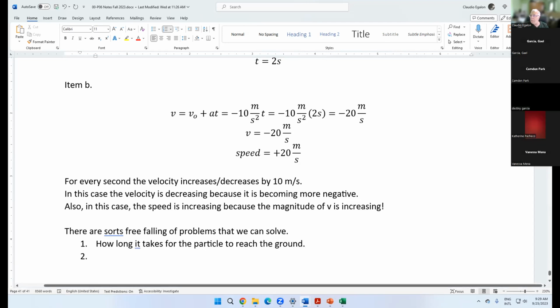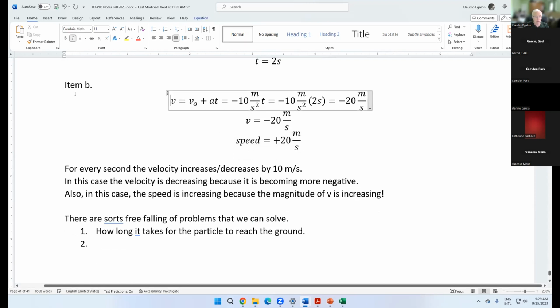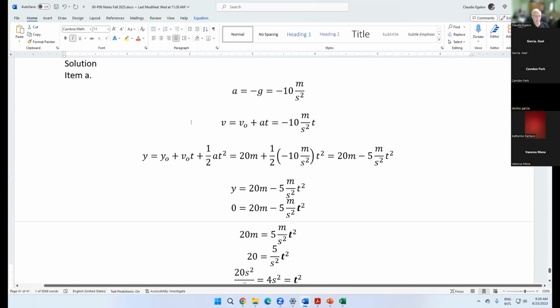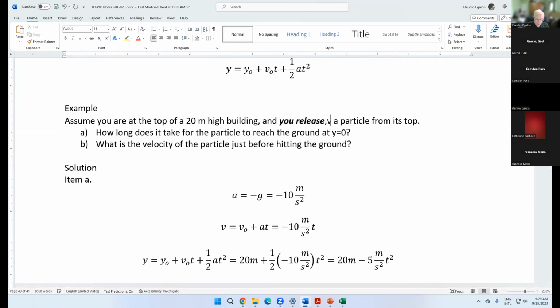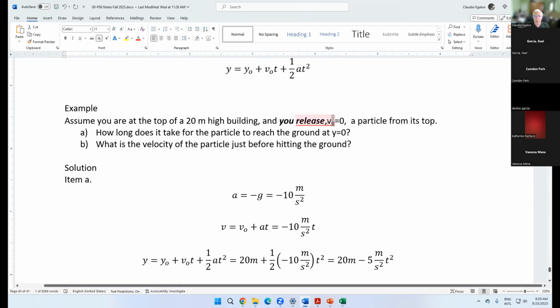Professor, I have a question. Yes. So the initial velocity was 0 in this problem? Uh-huh. In this problem, the initial velocity was 0, yes. Is it spelled out here? Did I put it here? You release, yeah. Since you released, v naught is equal to 0. Oh, okay. Thank you.